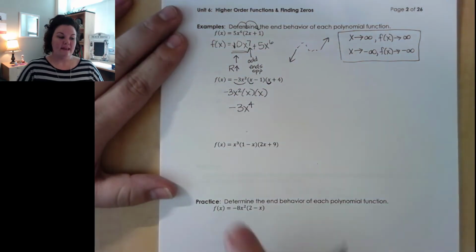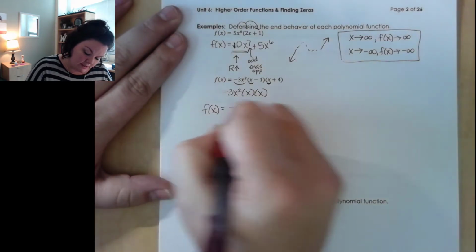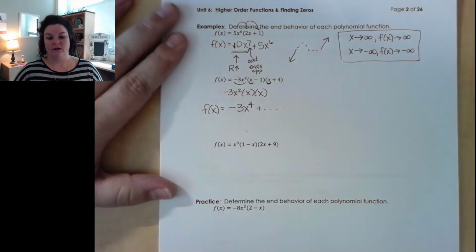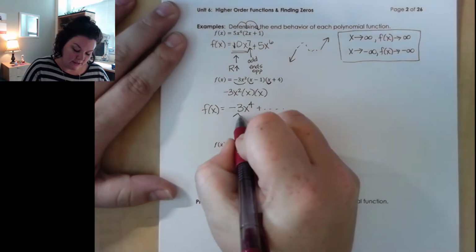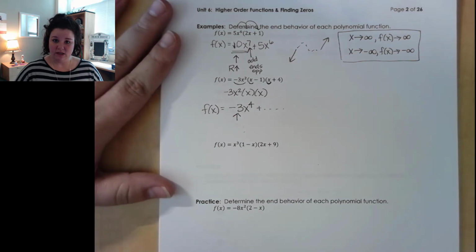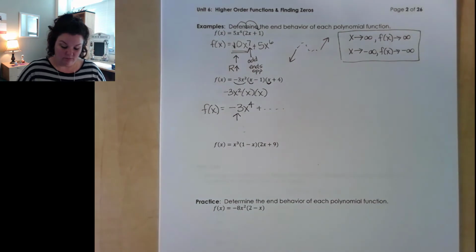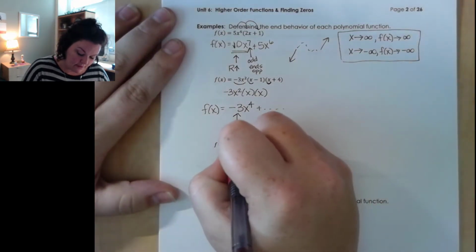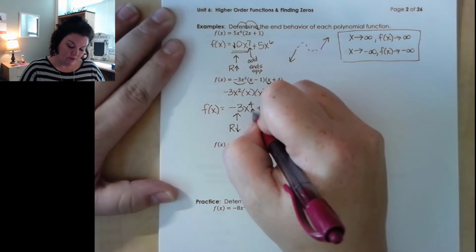Okay, and now I can determine, right, this is going to be my function, and then it's going to have all those other terms that I don't care about. So once I know my highest degree term, again, I look at that coefficient. The coefficient tells me what the right side is doing. So if the right side is negative, that means it's going down, right? So right side goes down. And then I look at this highest degree term.